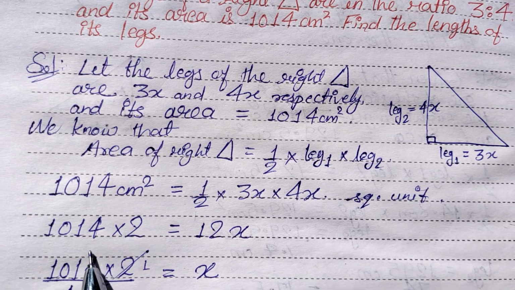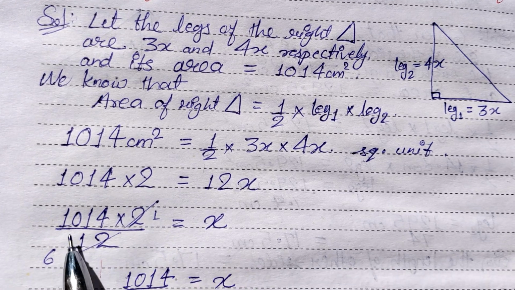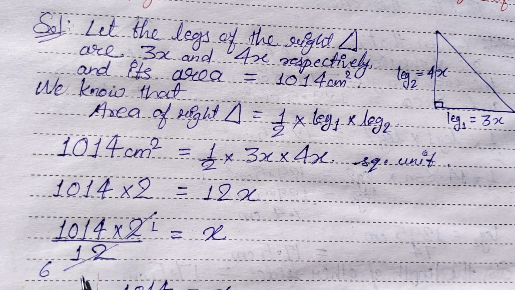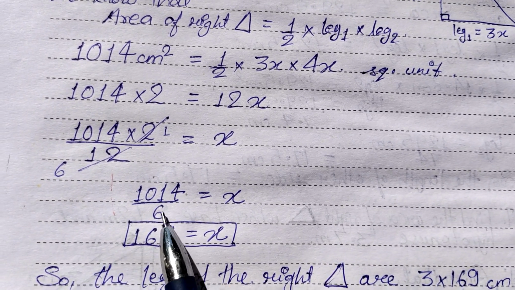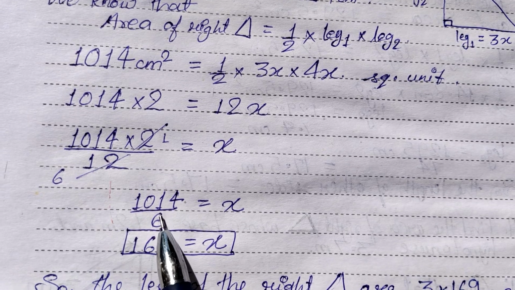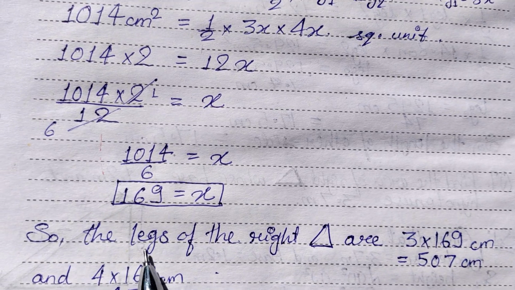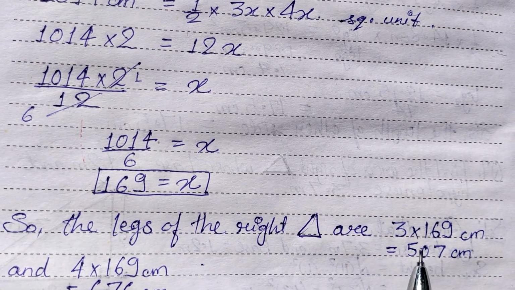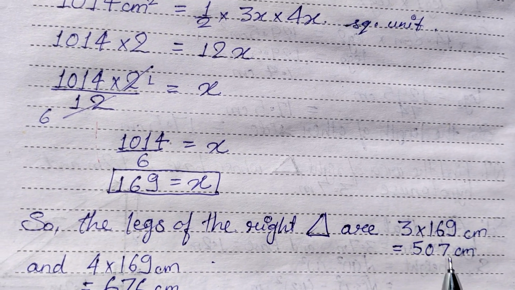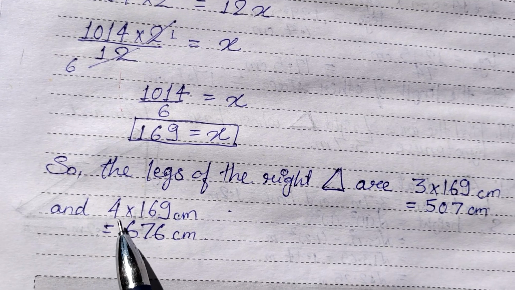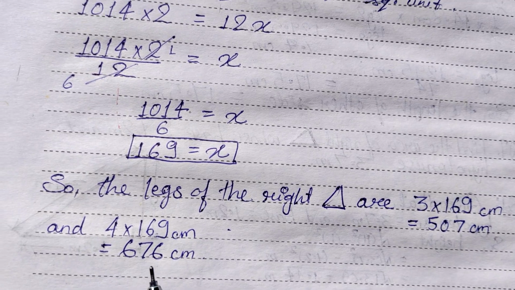Transfer this 1 by 2 to the left side. We have 1014 into 2. Now transfer this 12 to the left side. We have 1014 into 2 upon 12. Calculating this, we have 1014 upon 6. Now dividing it by 6, we have 169 is equal to x. So the legs of the right triangle are, first 3x, that is 3 into 169 centimeter, we have 507 centimeter, and the other leg we have 4x, so 4 into 169 centimeter, we have 676 centimeter as the length of the other leg.